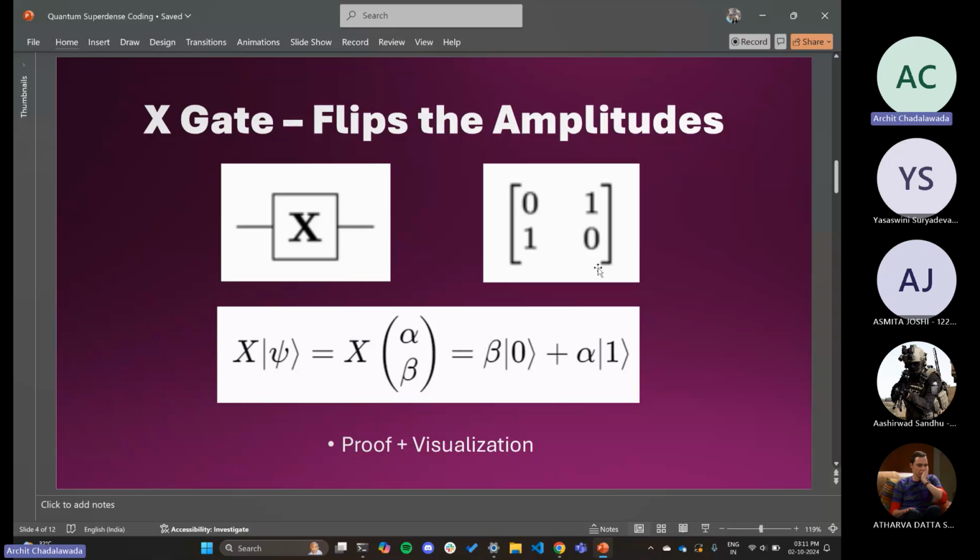This is analogous to actually applying the X gate on the state, and the output state refers to the output of the X gate. So when we apply X to some state phi, which we said could be represented as alpha, beta, when we literally multiply this matrix X onto it, we obtain beta into ket 0 plus alpha into ket 1, which flips the probability amplitudes of 0 and 1. So let's have a look at the proof of this.